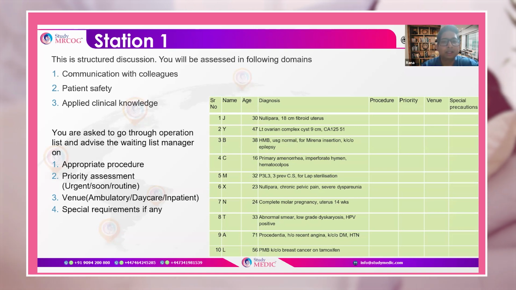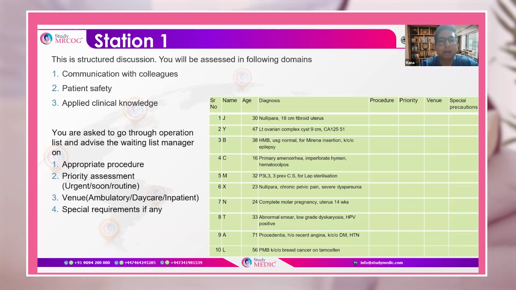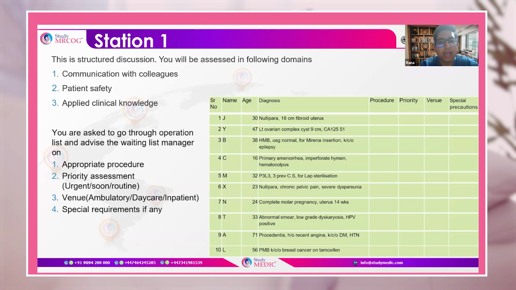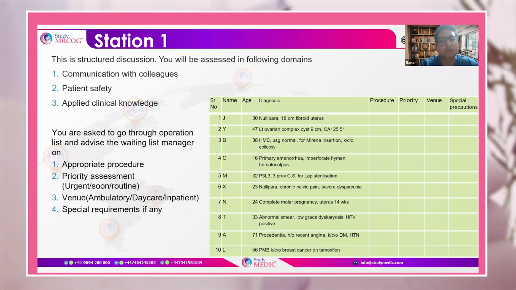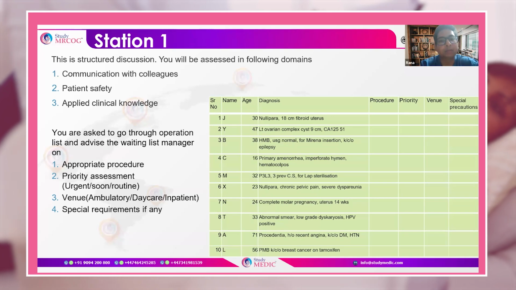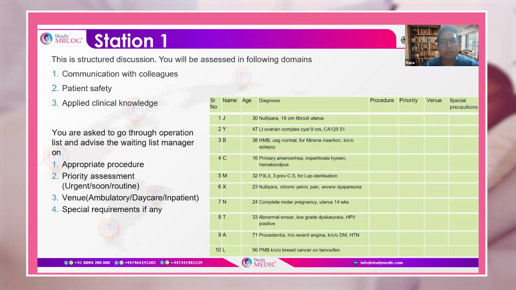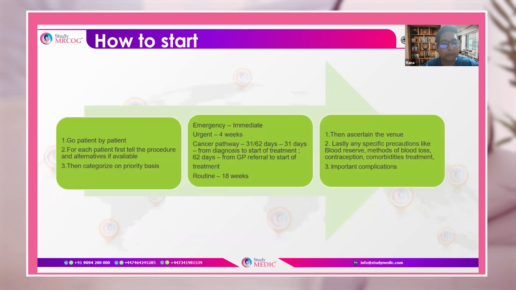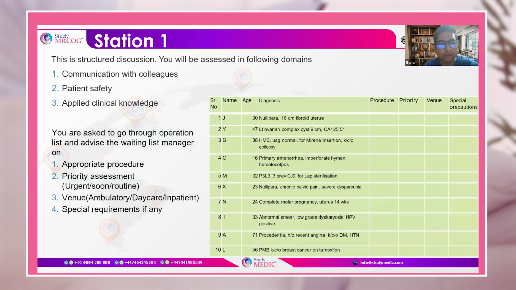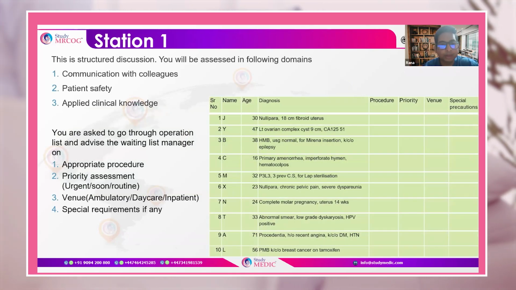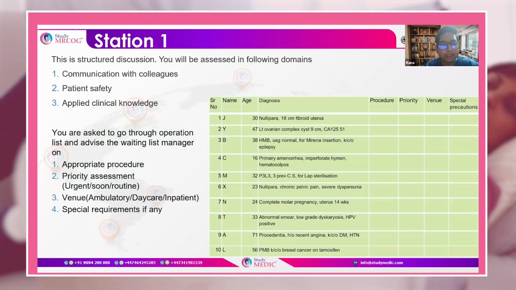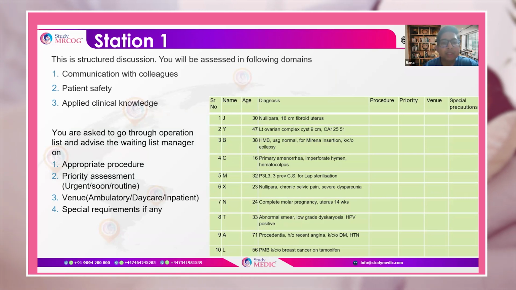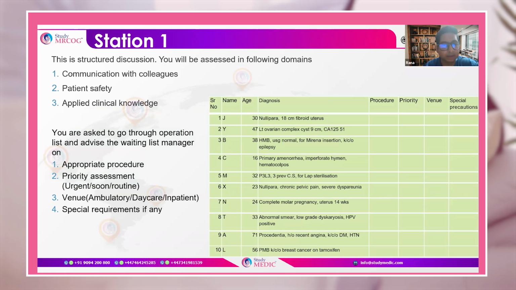This station is similar to the labor ward station, where you need to prioritize according to the patient's condition, assess, inform your consultant accordingly, and plan the operative theaters accordingly. Please try to go through this in a break, so you can understand and try to solve it on your own before proceeding. Here there are 10 scenarios where you need to prioritize accordingly.